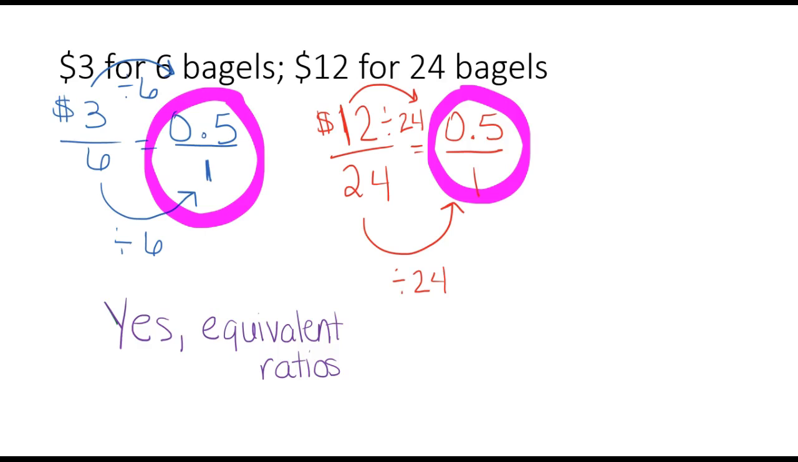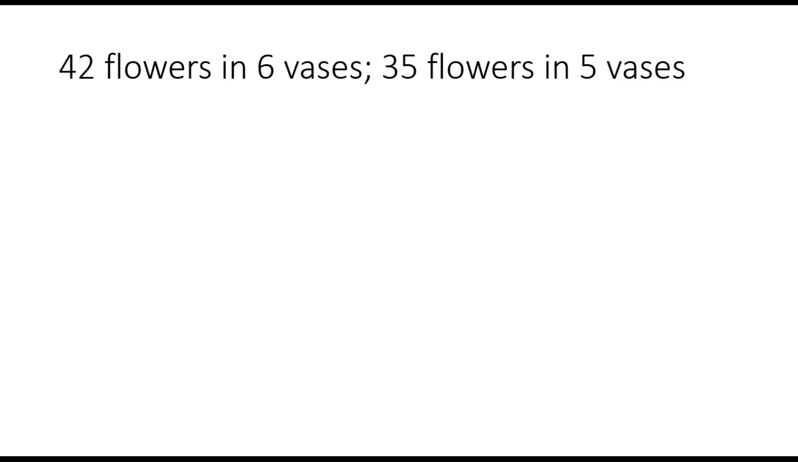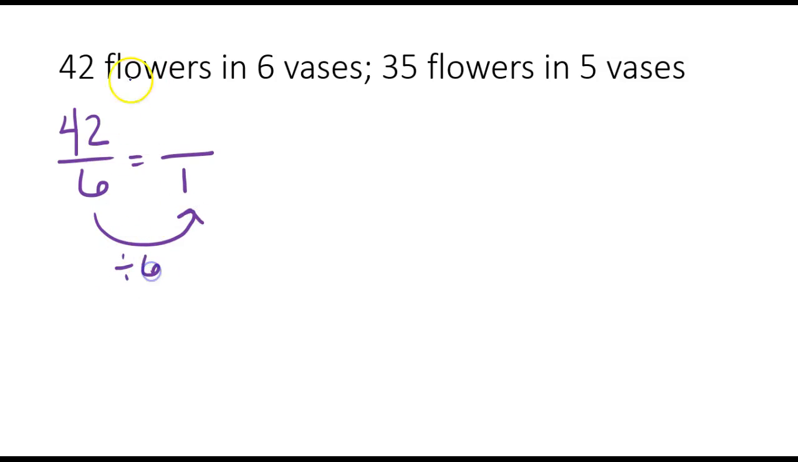Okay, so let's look at another one. 42 flowers in 6 vases and 35 flowers in 5 vases. I don't really have to worry about doing anything special, which is kind of nice. There's no money involved, so I'm just going to go in the order that it is. It's going to be 42 over 6 equals something over 1. How do we get this? We divide by 6, and we get 7.